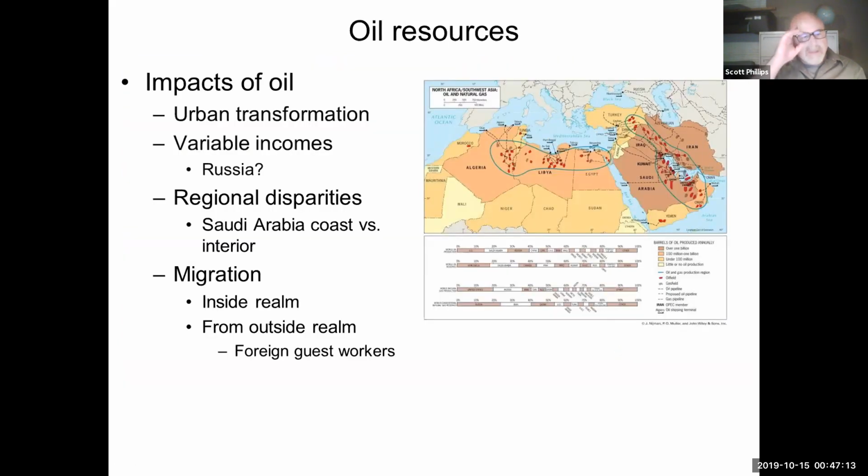So some of the impacts of oil are that it transforms the urban environments. You have variable incomes where you have the winners and losers, the rich and the poor. You also have regional disparities. So in Saudi Arabia, you have more wealth concentrated in the coast. You have poor people in the interior. And it also drives a lot of migration patterns where people move from one country to the other to work in oil fields. And also from outside of the realm, you have people from South Asia, Pakistan, who come into the Gulf to work for a lot of these countries who have a lot of oil, but not a lot of people to work in the oil fields.